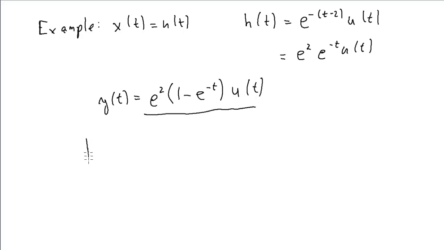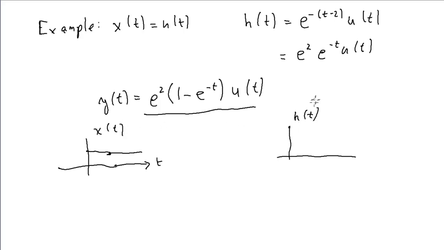If I look at the input, it's a unit step. It looks like this, for all t, and the impulse response, h of t, would be, again, 0 for all t less than 0 due to the unit step. At t equal to 0, it would be e squared. So that's the only difference. It starts at e to the second power instead of starting at 1, and then is a decaying exponential.